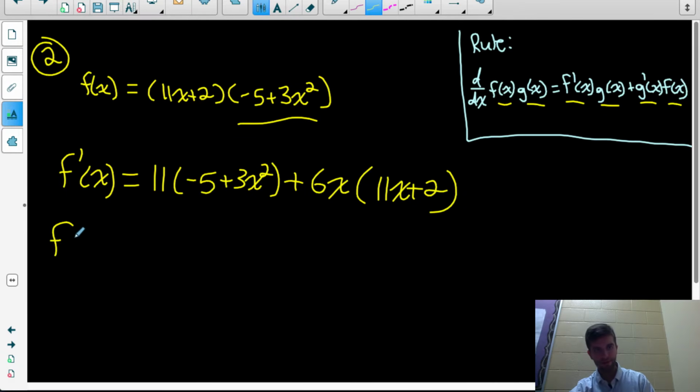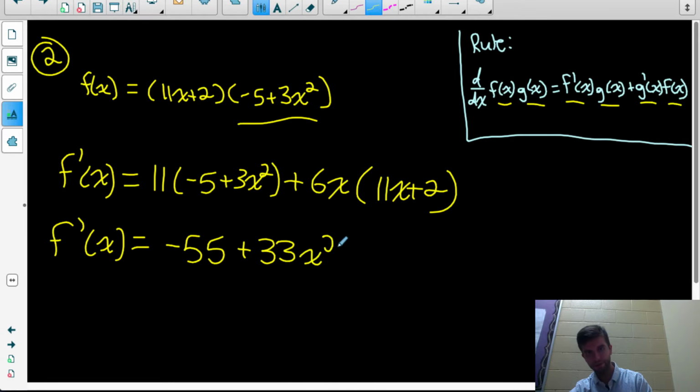And then we would just expand this out and collect any like terms we would have. So distribute the 11 into this binomial, the 6x into this binomial, and then collect our like terms. So I'll just do that quickly. Expand the 11 into the first binomial, and now expand the 6 into the second binomial. And then collect any like terms we have.